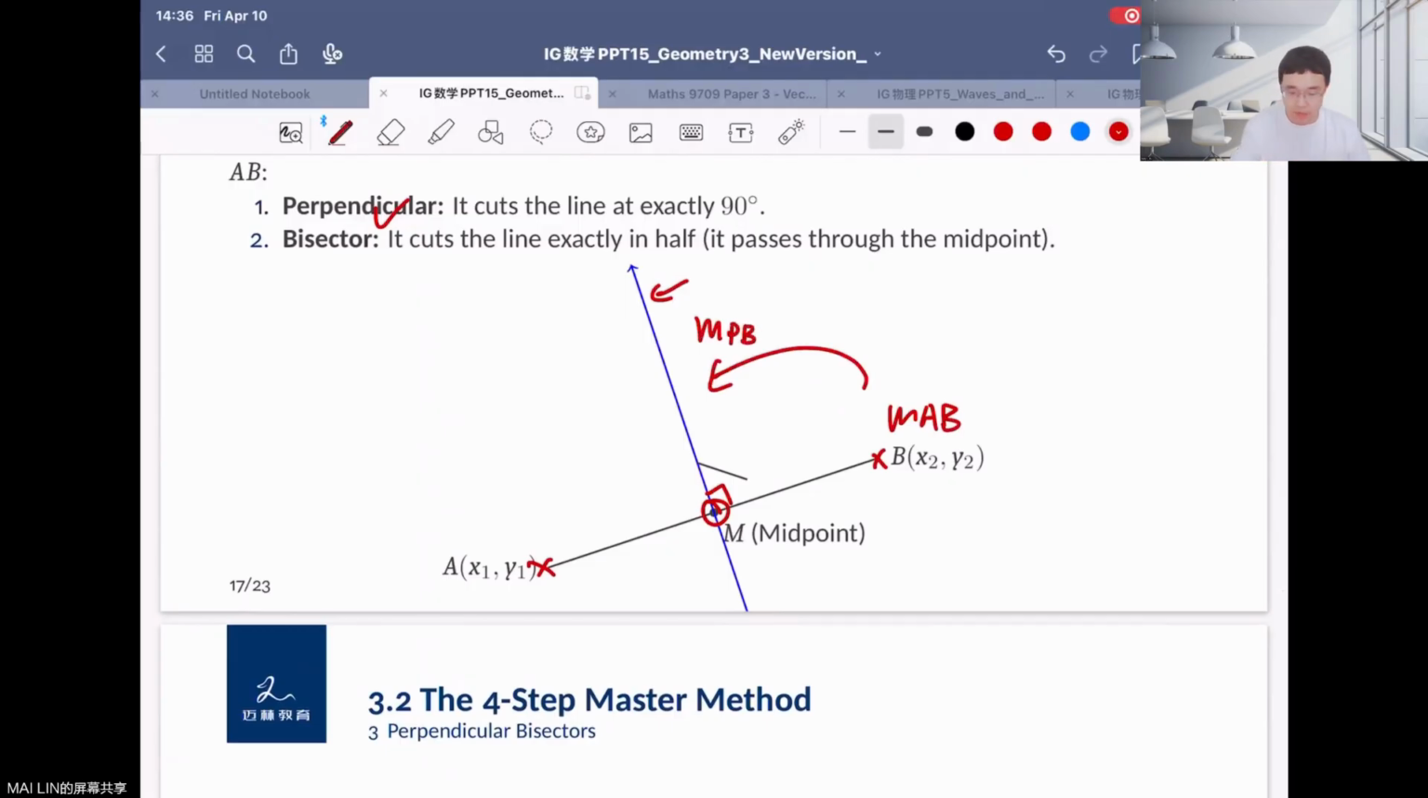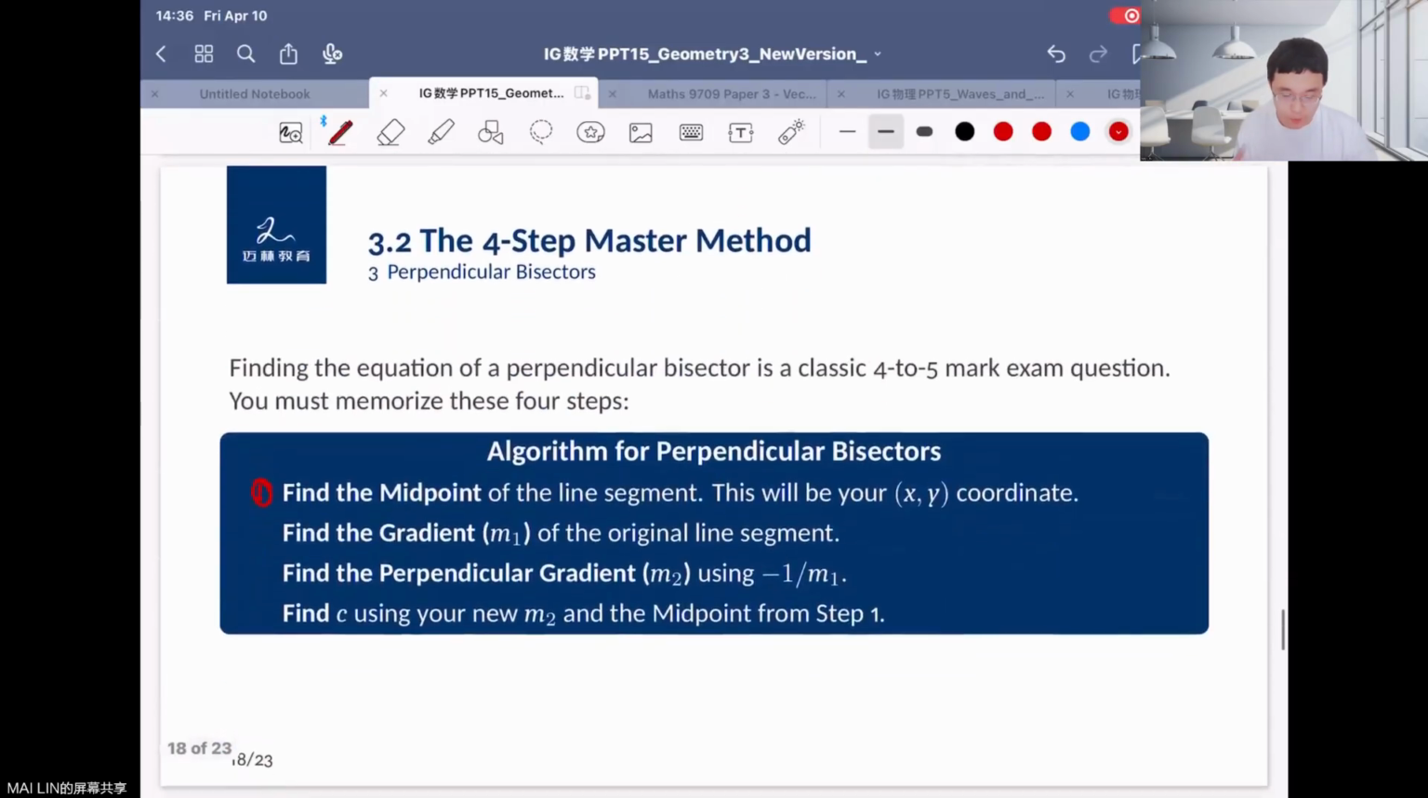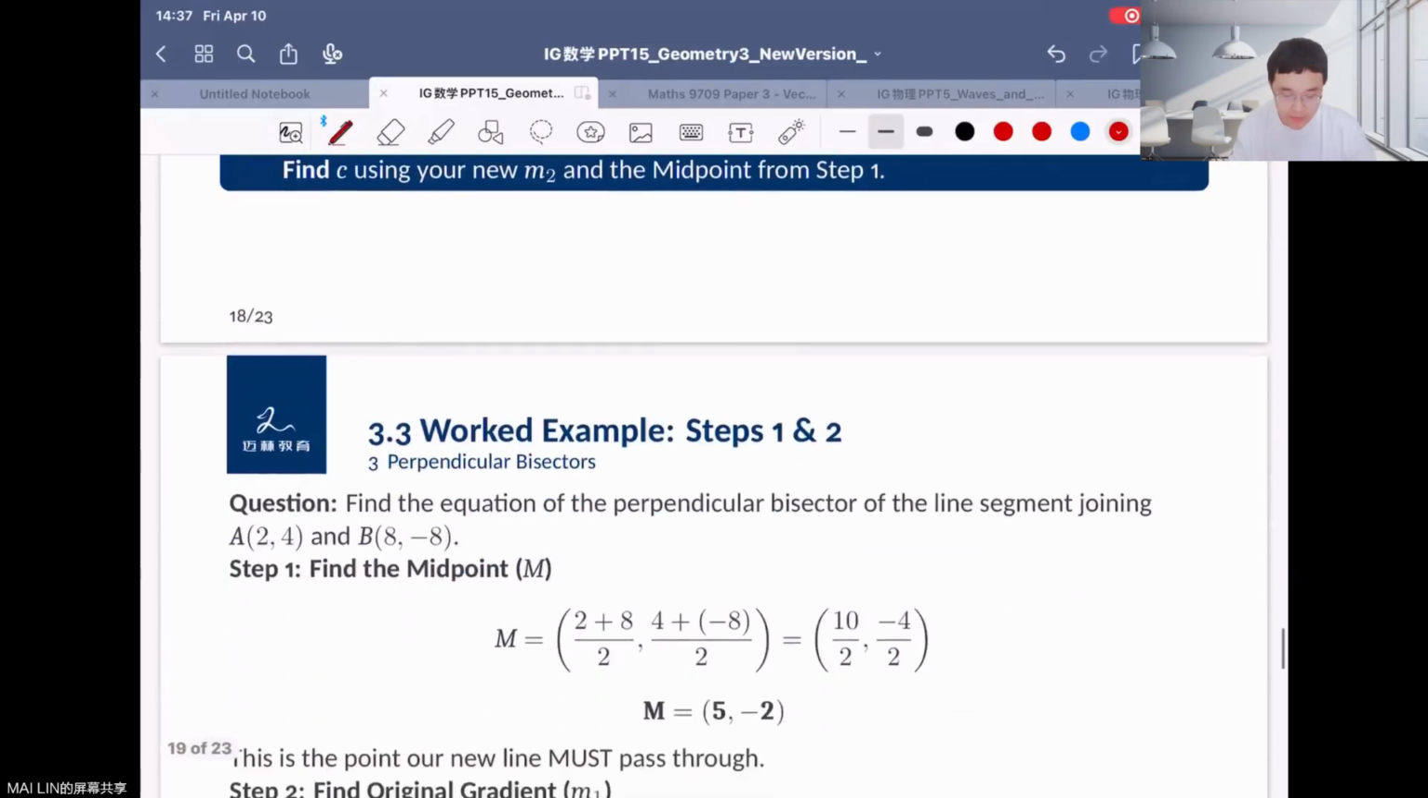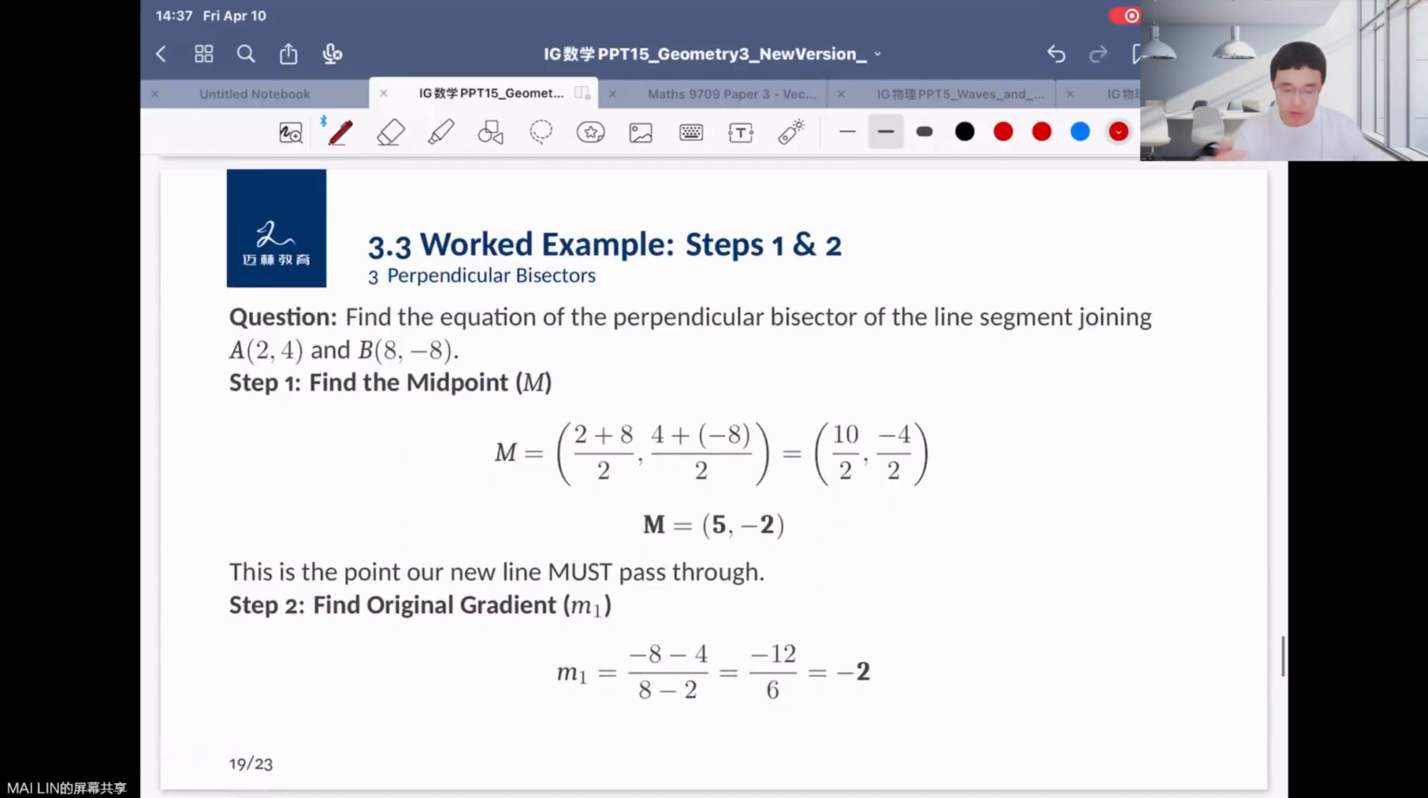And then because we knew the midpoint, we knew the gradient, we can calculate the equation form of the line, right? Okay? That is the four steps to master the method, okay? So here is our working example for you, okay?